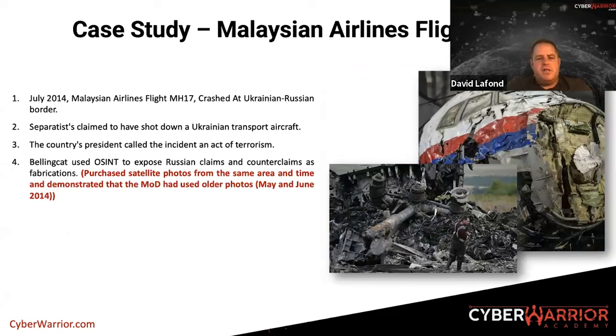Another OSINT use case was Malaysia Airlines flight MH17, which crashed on the Ukraine-Russia border. There's a lot of activity around information about Ukraine and Russia today, but this was in 2014. In this case, a separatist tried to claim it was shot down by a Ukrainian transport aircraft. It turns out that OSINT was helpful in exposing this Russian claim and counterclaims as fabrications. You'll see some of the details here, but OSINT can be used to help track down false claims floating around on the internet and help the researcher better understand the validity of that claim and how to respond accordingly.